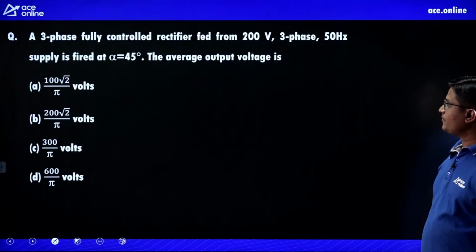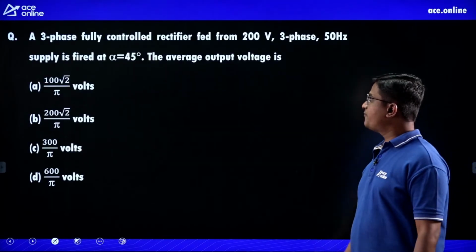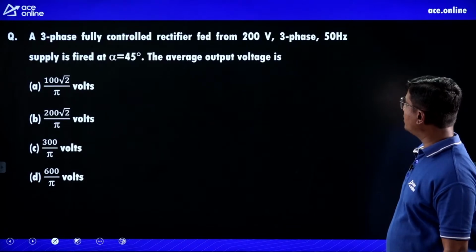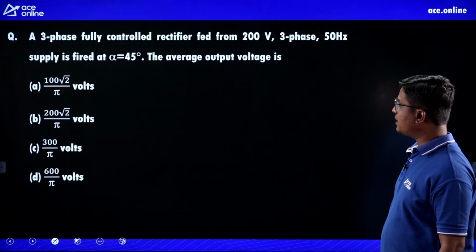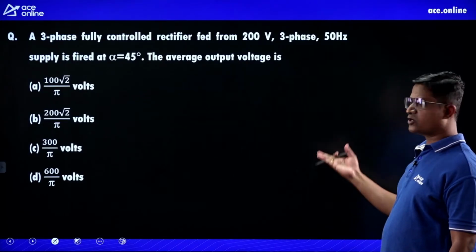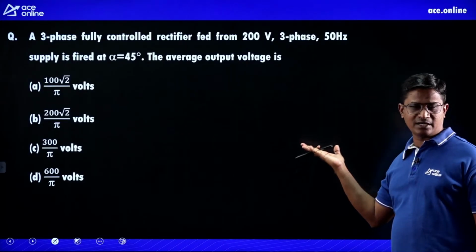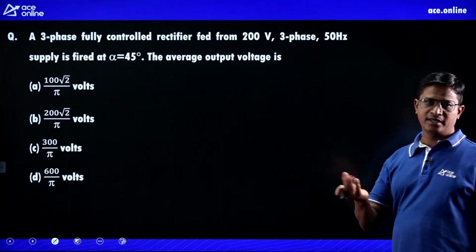All right. Next, a three-phase fully controlled rectifier is fed from a 200 volt, three-phase, 50 hertz supply. It is fired at alpha equal to 45 degrees. The average output voltage is? Straightforward question. It is directly related to your expression.